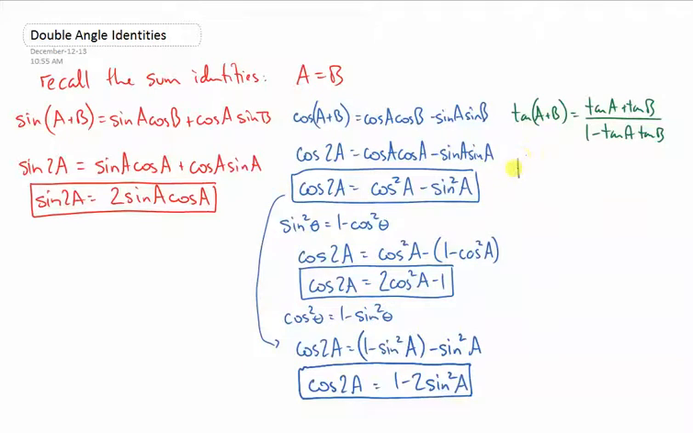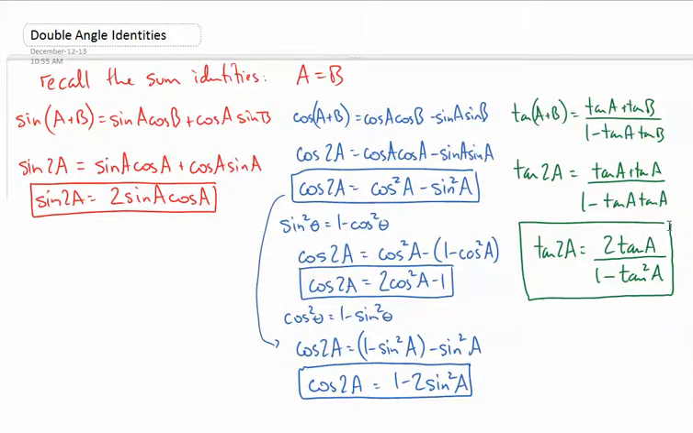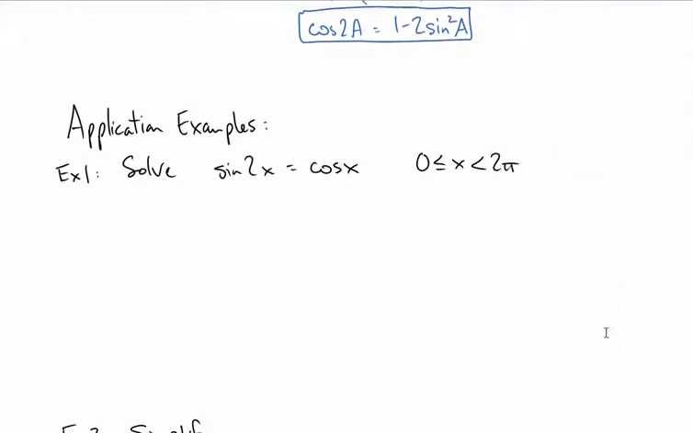Let's look at tangent. This is going to be tan of A plus A, or tan 2A. Now it's tan A plus tan A over 1 minus tan A tan A. So tan of a double angle is 2 tan A over 1 minus tan squared A. So 5 more identities. And we do similar kinds of things with these as we did in the last lesson. So let's look at some examples.